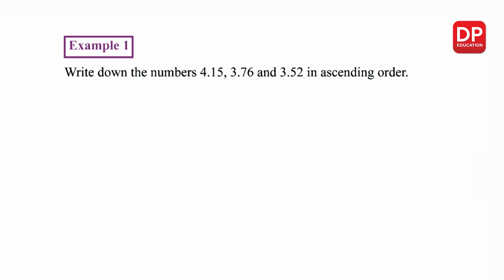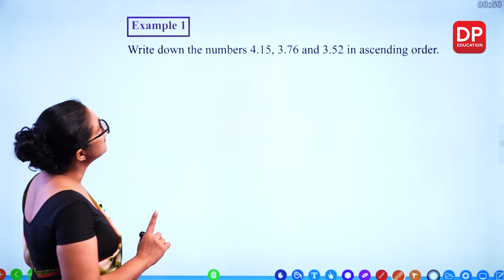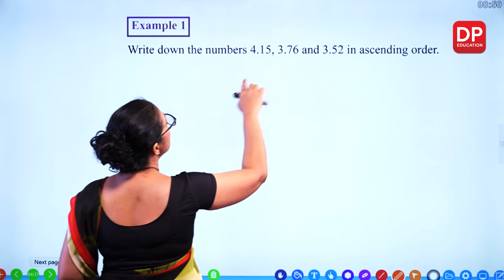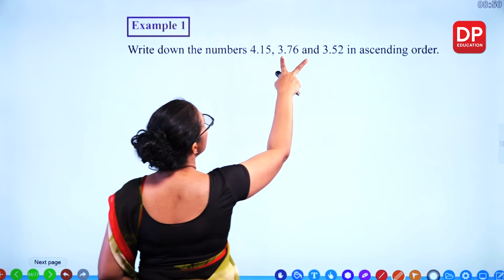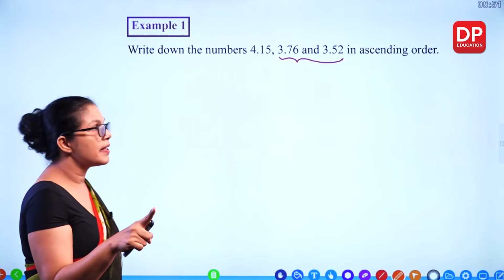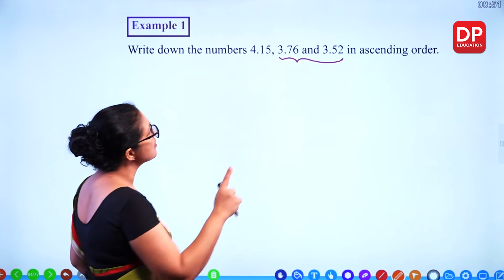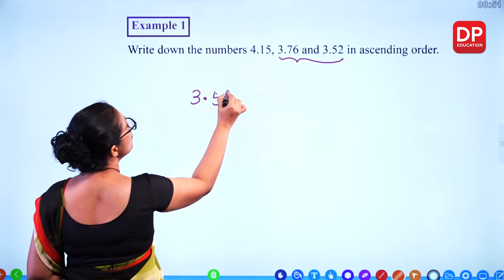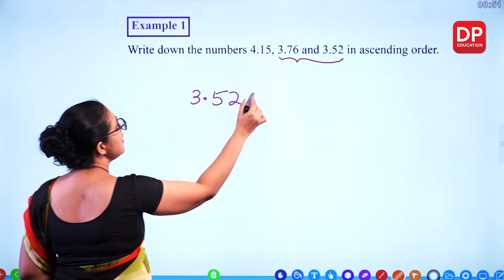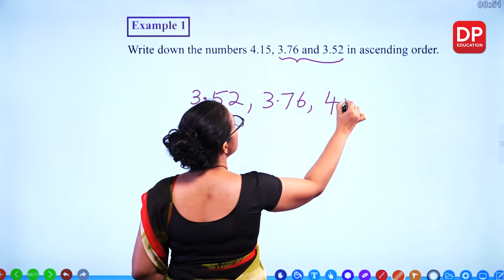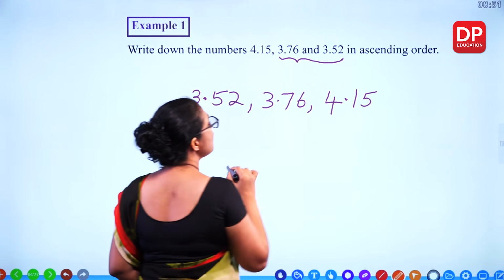Example number 1, write down the numbers in ascending order. So first look at the units place, ones place. 3 is the smallest. Then out of these two, now take the tens place. Which number is the smallest? 5 or 7? 5. So 3.52 is the smallest. Then 3.76. And the larger number is 4.15.